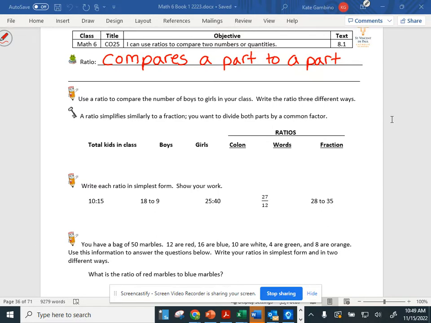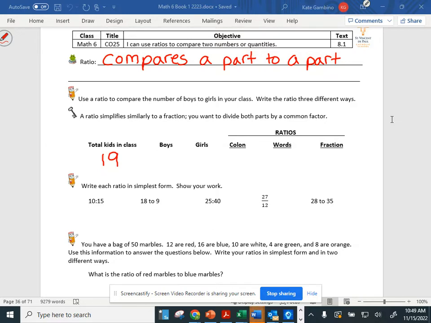So first we have to look at the total number of kids in our class. So what is our total number here today? 1, 2, 3, 4, 5, 6, 7, 8, 9, 10, 11, 12, 13, 14, 15, 16, 17, 18, 19. We have 19 kids here today. Okay, so there's 19 in class today.